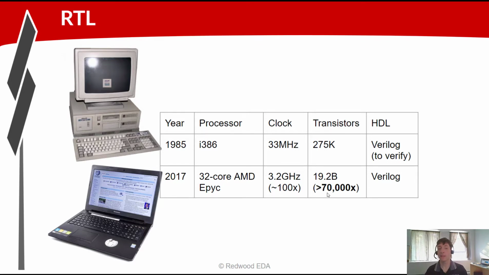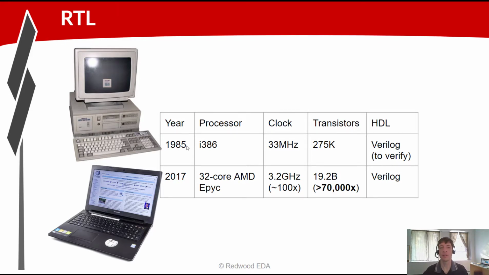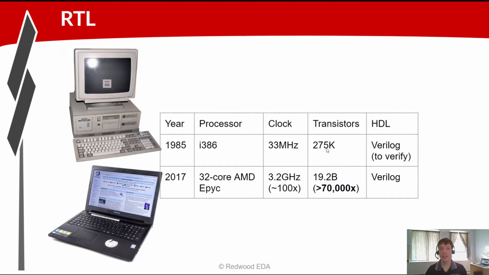Was anybody thinking 70,000x? Right, so think about these numbers. In 1985, we fit 275,000 transistors. That means probably about 70,000 logic gates, in fact. So in 2017, we can fit 70,000 CPU cores.